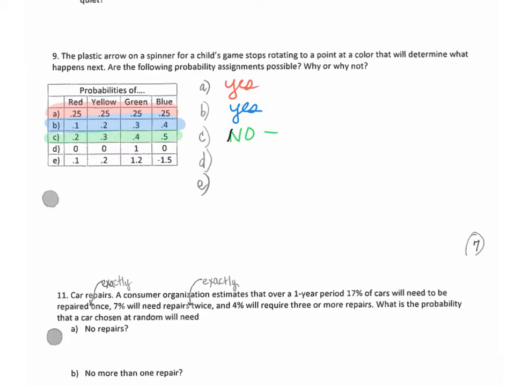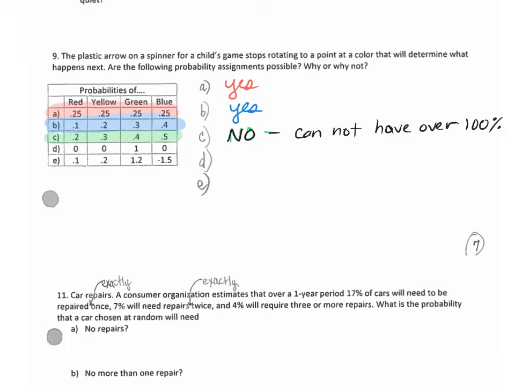Because you cannot have over 100%. Can't have 140% represented on a spinner. Okay. All right, this is an interesting one.